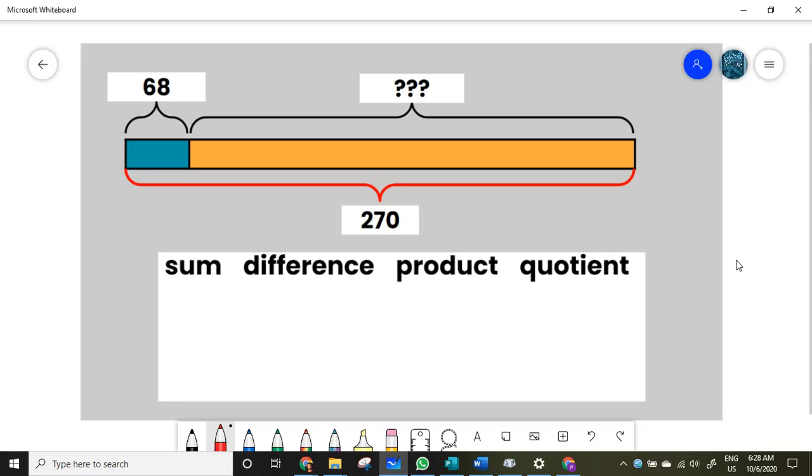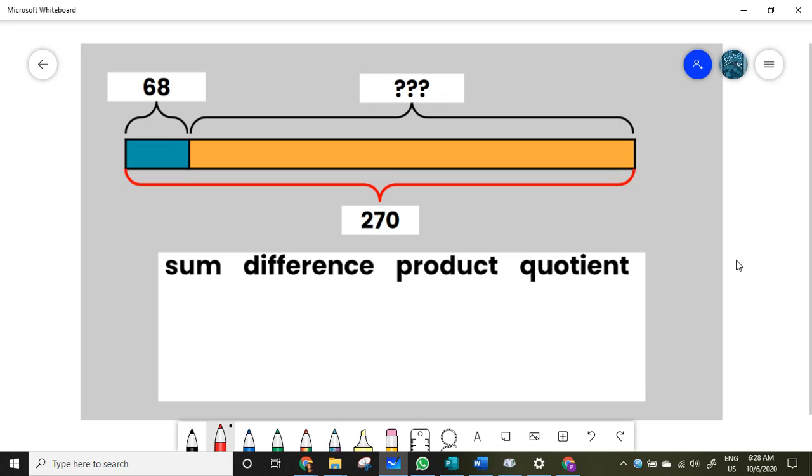When we analyze this bar model, we see we have the value of one part, we have a mystery value for our second part, and the whole value of the bar model is 270. So we have 68, one part, we have 270, the whole, but we don't have this mystery part, so how can we find out what that is?